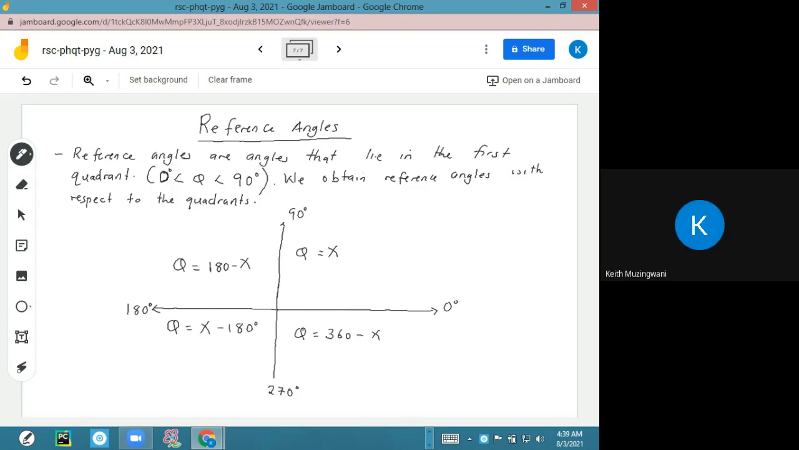Yes? I have a question. In the third quadrant, isn't it supposed to be theta is equal to x plus 180? Remember what you have, where theta lies? Theta is here. So if you happen to add, even if you add a 0, it will be 180. So 180 is bigger than 90. All right.